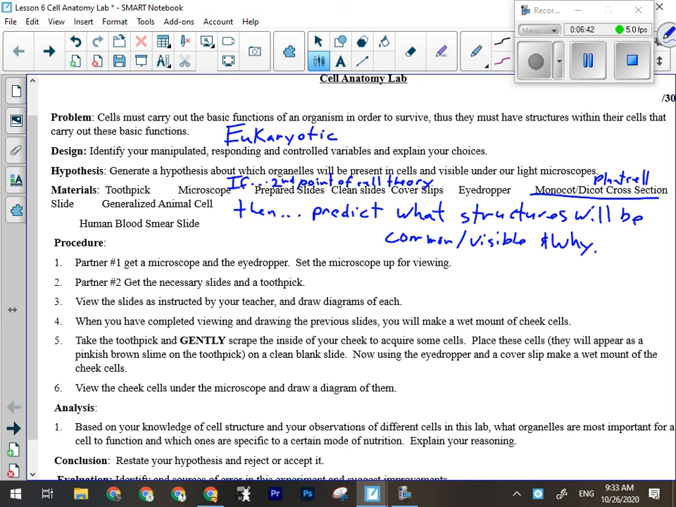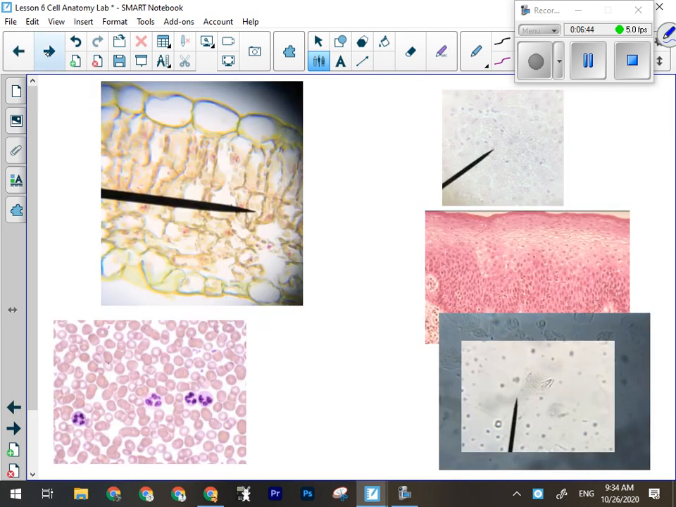Okay, when we look at that, this is actually what it'll look like on high power, but your slide for the plant cell will look like this. And it'll have these two wedges in it. The top one is a monocot, and the bottom one is a dicot. You don't need to know what that means. It's different types of plants. You want to look at the bottom, so you want to look at the dicot one.